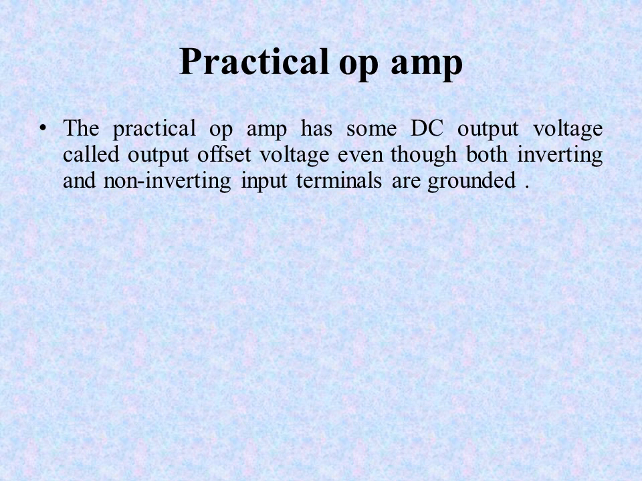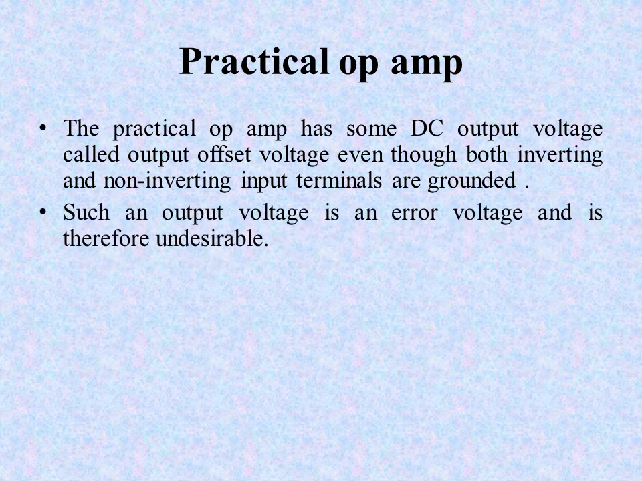While considering a practical op-amp, we say that it has some DC output voltage called output offset voltage, even though both the inverting and non-inverting input terminals are grounded. If we ground both terminals, there will be no input signal, but in spite of that, some output voltage is still present for a practical op-amp.